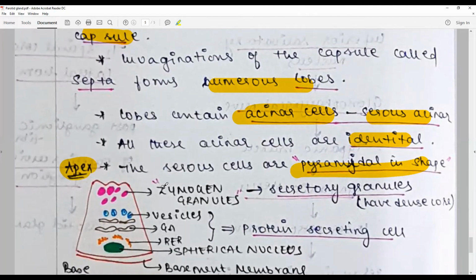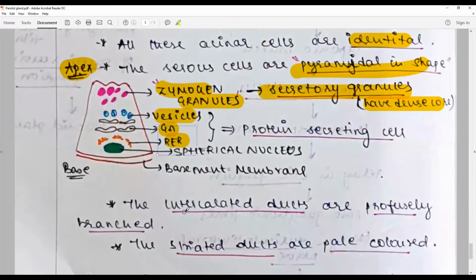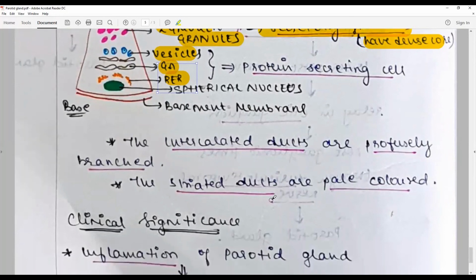The apex has zymogen granules or the secretory granules which have a dense core and are situated very near to the lumen. The protein secretory components are the vesicles, Golgi apparatus, and rough endoplasmic reticulum. Intercalated ducts are profusely branched. The nucleus is very close to the basement membrane. The striated ducts are pale colored, whereas the intercalated ducts, which are profusely branched, are present in numbers.